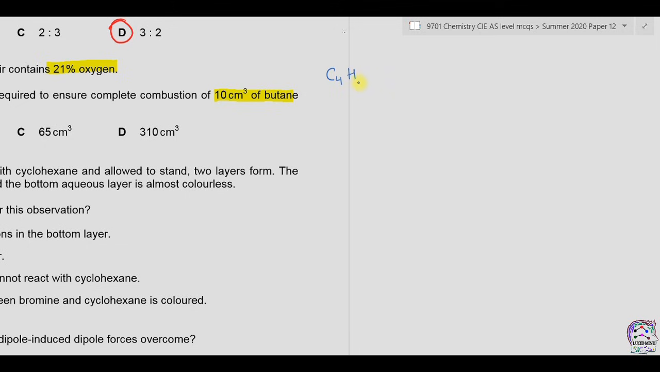We know the formula of butane is C4H10. It combusts in the presence of oxygen to form carbon dioxide gas and water. Now we can balance the number of atoms. There are 4 carbon atoms on the reactant side, so we can write 4 with CO2. There are 10 hydrogen atoms on the reactant side, so we can write 5 with H2O.